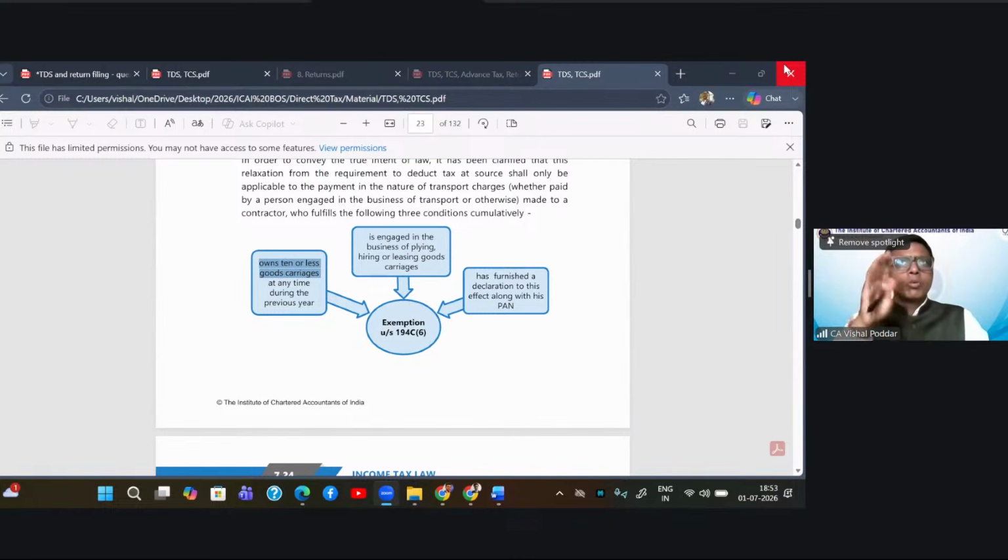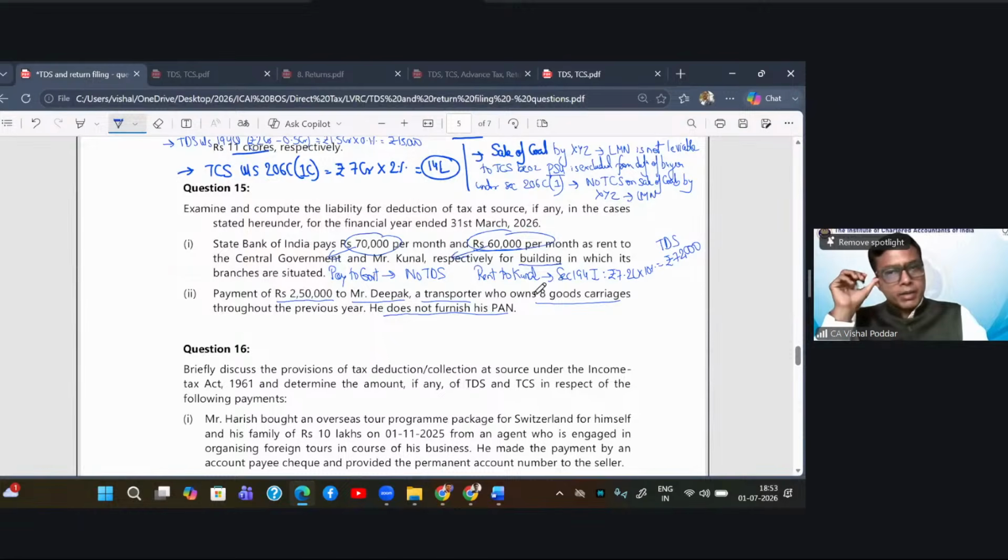So the transporter is the same who is owning not more than 10 goods carriages in a year. For that transporter, the PGBP section has given the option of computing income on a presumptive basis, and the TDS section has given this transporter complete exemption from TDS, subject to the condition that the transporter makes a declaration and also submits PAN. Correct? Now, in our case, what has happened? The transporter has satisfied the condition of not owning more than 10 trucks because the transporter owns only 8 trucks. However, the transporter has not furnished his PAN, because of which the exemption given under 194C from TDS has gone. So TDS is firstly applicable.